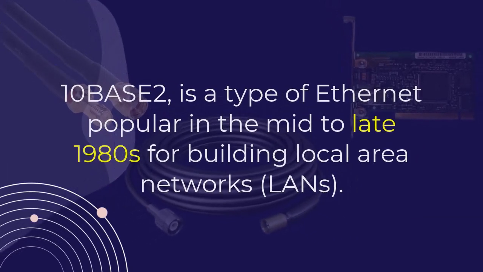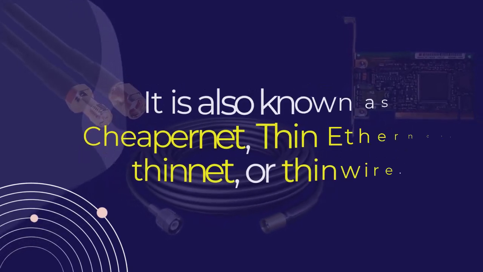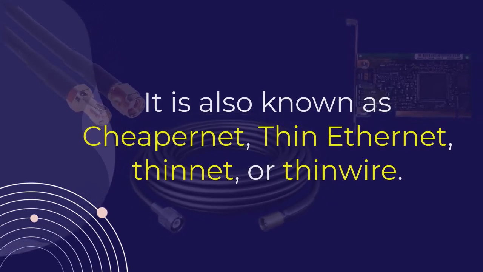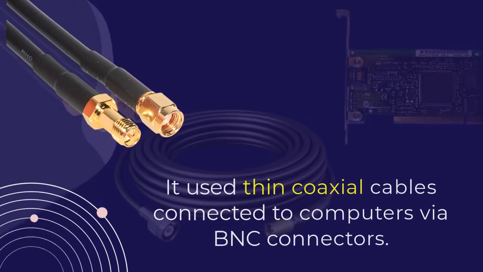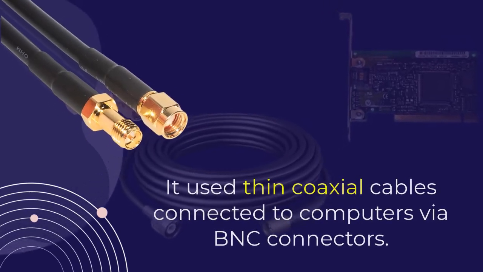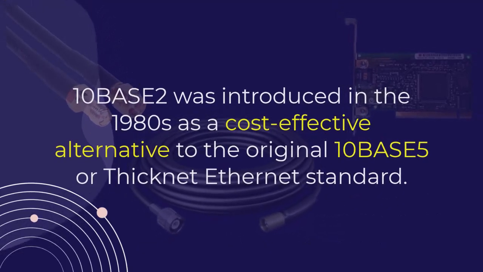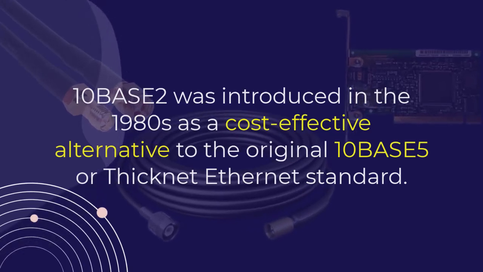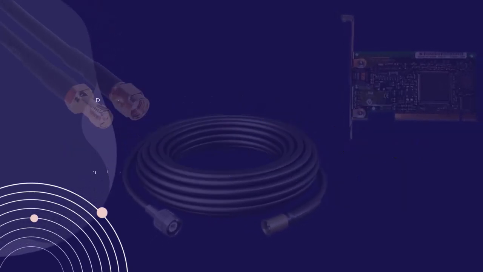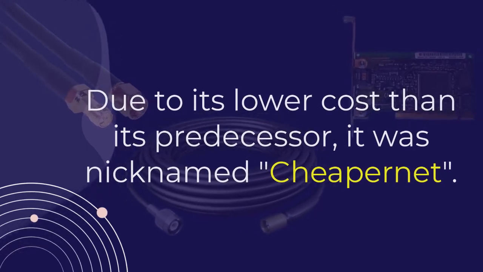10Base2 is a type of Ethernet popular in the mid to late 1980s for building local area networks, LANs. It is also known as Cheapernet, Thin Ethernet, Thinnet, or thinwire. It used thin coaxial cables connected to computers via BNC connectors. 10Base2 was introduced in the 1980s as a cost-effective alternative to the original 10Base5 or Thicknet Ethernet standard. Due to its lower cost than its predecessor, it was nicknamed Cheapernet.